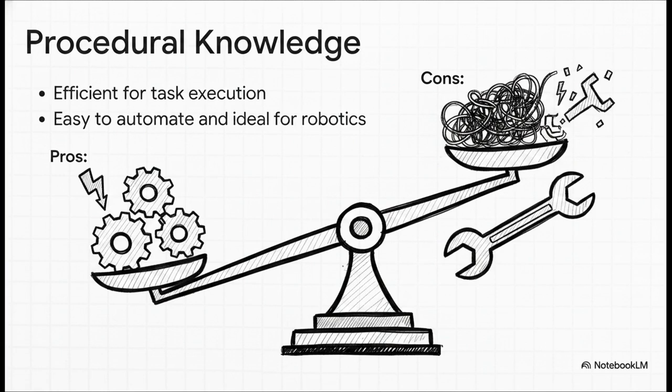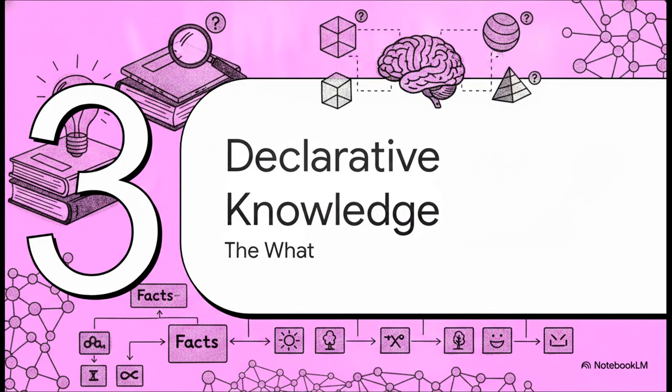Because the knowledge itself is so deeply intertwined with the control logic, changing just one single step in a complex sequence can literally break the entire procedure. So as these systems scale up, maintaining them becomes a massive headache. You aren't just fixing a quick bug, you're risking unraveling a giant ball of digital yarn. Moving right along to section 3, declarative knowledge, or the what.